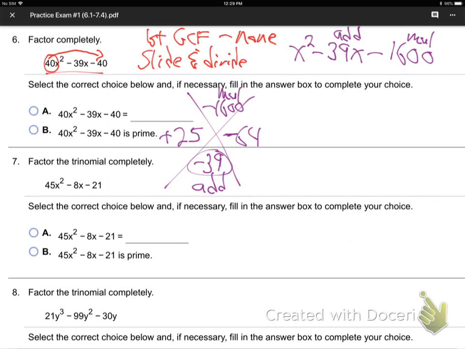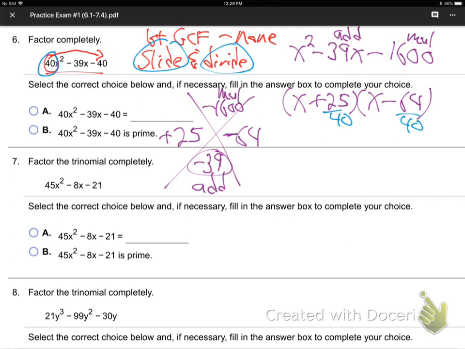And we say, okay, so it factors x plus 25, x minus 64. That's the slide. Now we got to do the divide. So you divide by that number that was in the front, the 40 that we multiplied by. Now undo it by dividing both those by 40, and then you got to reduce those fractions.